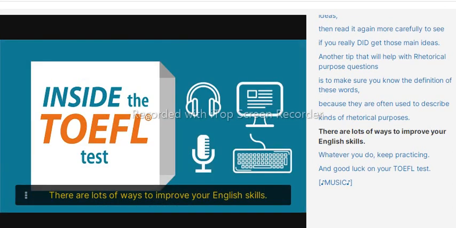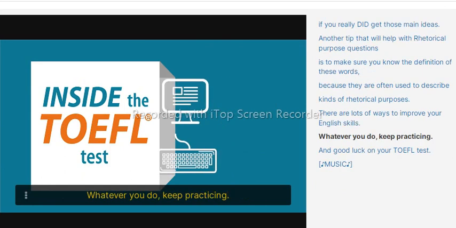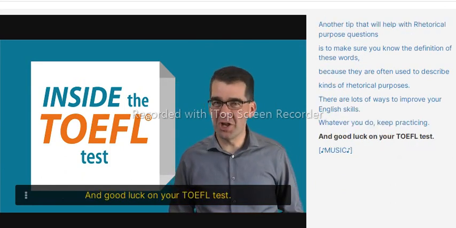There are lots of ways to improve your English skills. Whatever you do, keep practicing, and good luck on your TOEFL test.